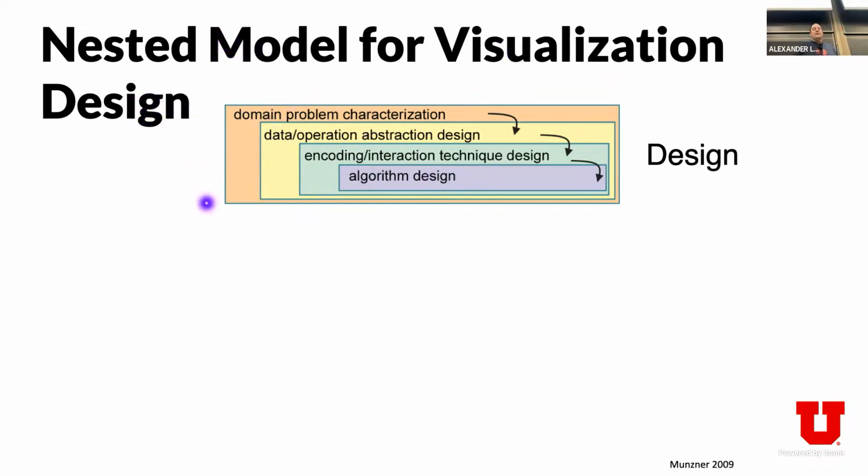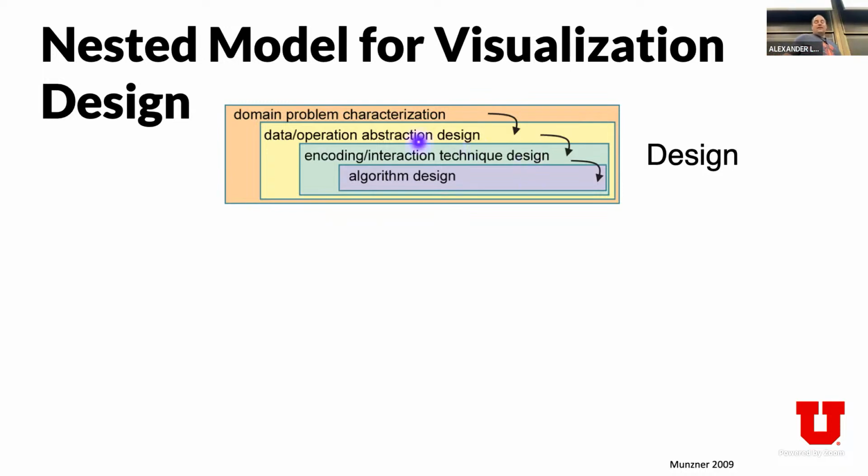The first one: whenever you try to build a visualization, you want to think about domain problem characterization, right? What problem is this solving? What is the data set and so on? And then you get into the lowest step here, data and operation abstraction design, right? You're thinking about what data sets I need to answer this domain problem, and what operations I need to get closer to tackling this problem.